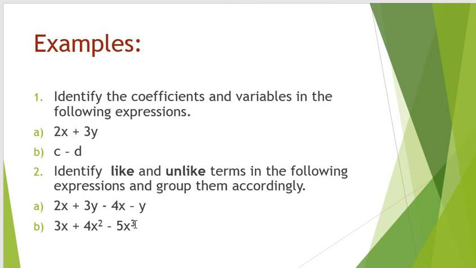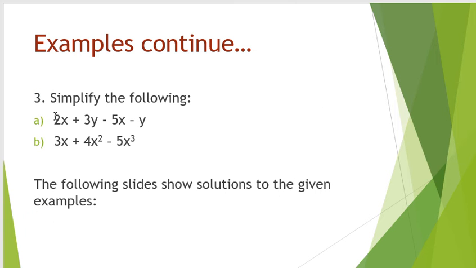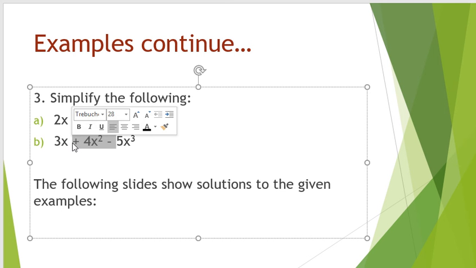The third example says: simplify the following. A, 2x plus 3y minus 5x minus y. And then B, 3x plus 4x power 2 minus 5x power 3. So these 3 are the examples for today. Without wasting much of our time, let us begin looking at the solutions.